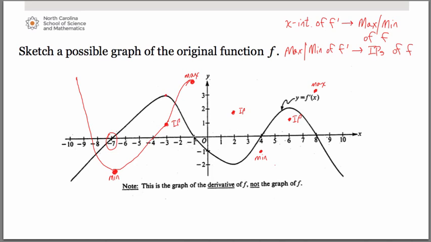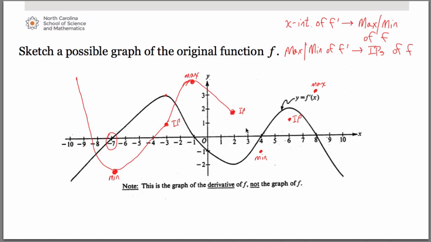From my maximum, take a look at what's happening on the derivative graph. It's now underneath the x-axis, meaning that the derivative's negative. So that tells me my original function has to be decreasing. The derivative itself is decreasing, which tells me the original has to be concave down. So after hitting this maximum, I have to be decreasing and concave down.